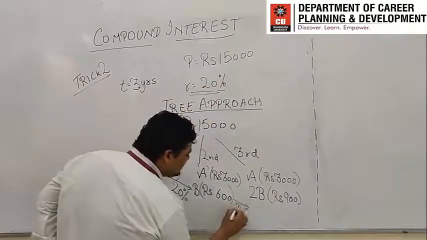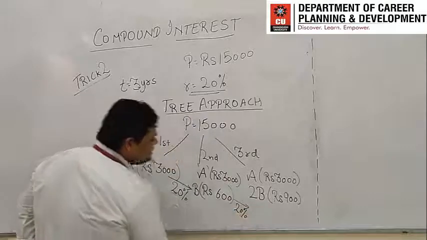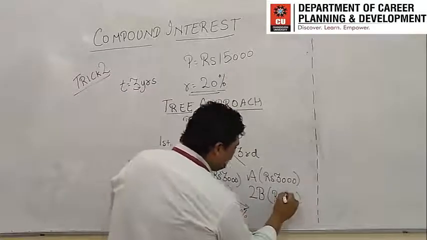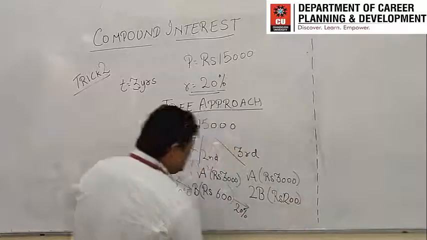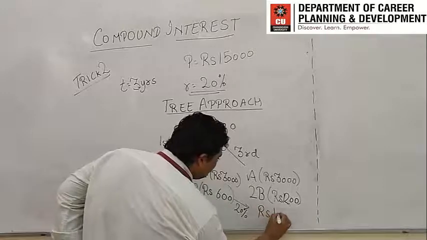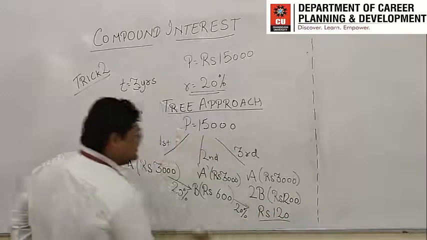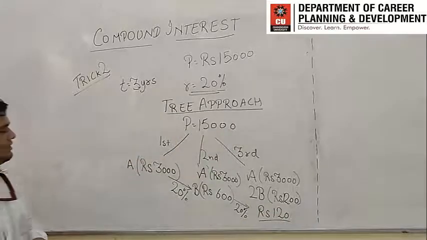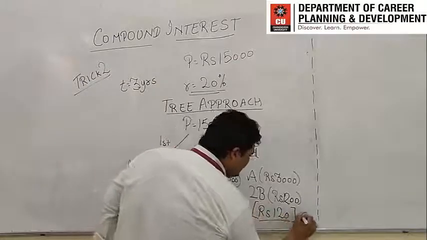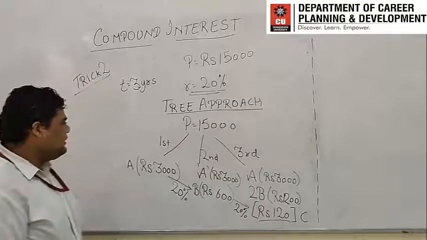Then the 20% of this 600 will be how much? 20% of this 600, here it is 1200, will be rupees 120. So we are letting this value of 120 as C.